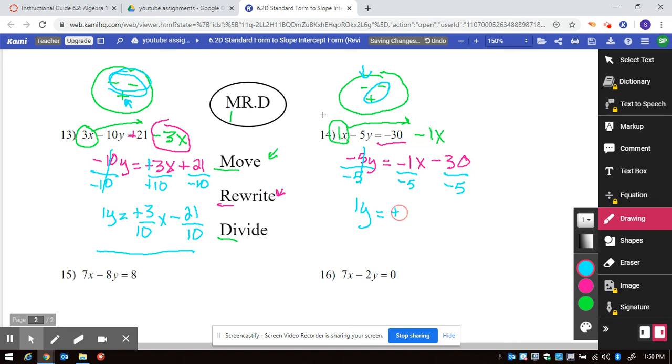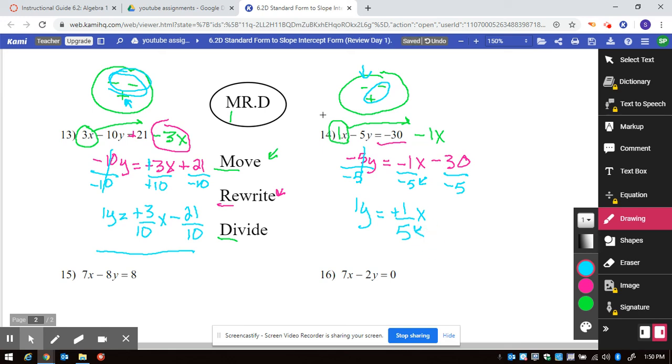So that's positive 1/5. The most common mistake I see students making is they try and flip this over to make it positive 5x. Do not flip that fraction. If the larger number's on the bottom in the denominator, make sure it stays in the denominator.